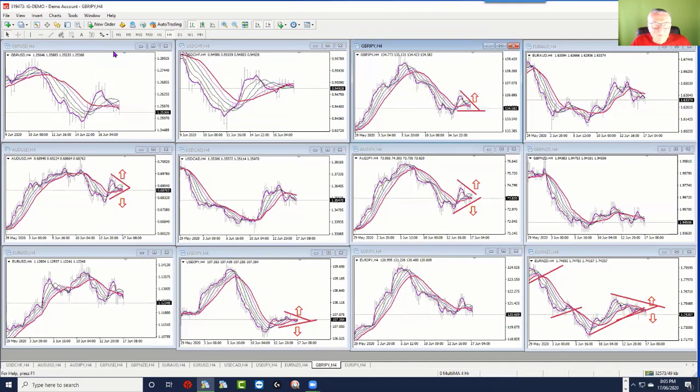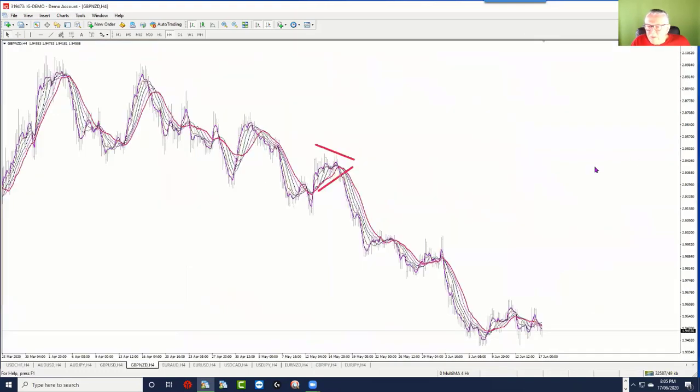Certainly, most of them look like trend continuation activity, but let's see how that goes. That one, that one might even have broken out already.